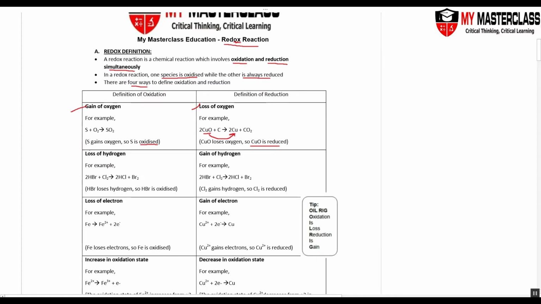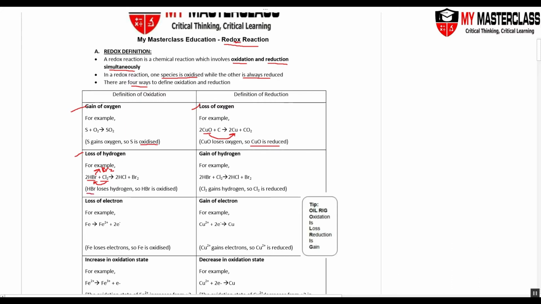Okay, the next definition we are going to look at is lose hydrogen. Okay, so for example, your hydrogen bromide plus chlorine. This is a displacement reaction because chlorine is more reactive than bromine. It will displace your bromine. Okay, your bromine will be kicked out. Okay, so when chlorine displaces bromine, what happens is it will form hydrogen chloride plus bromine.